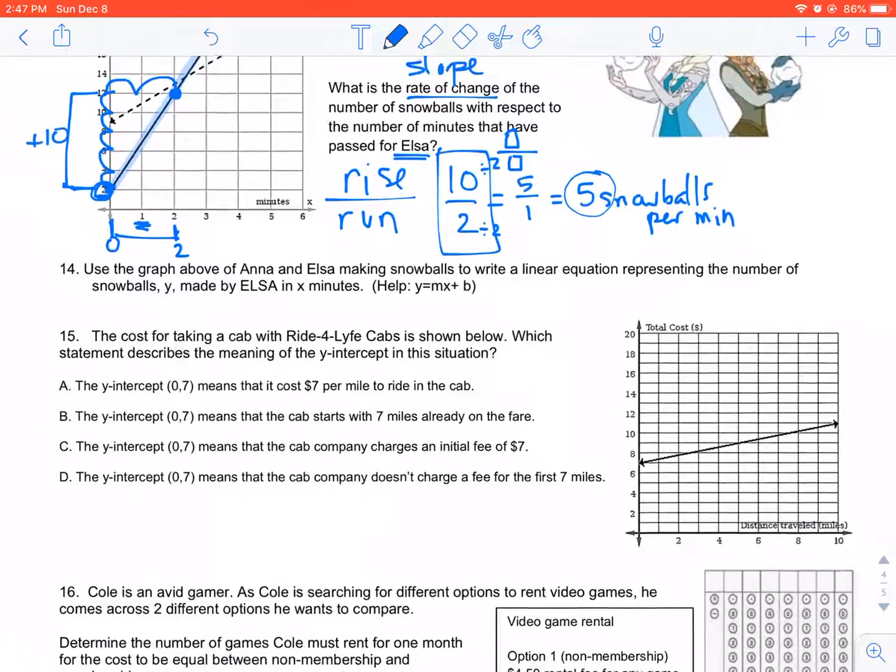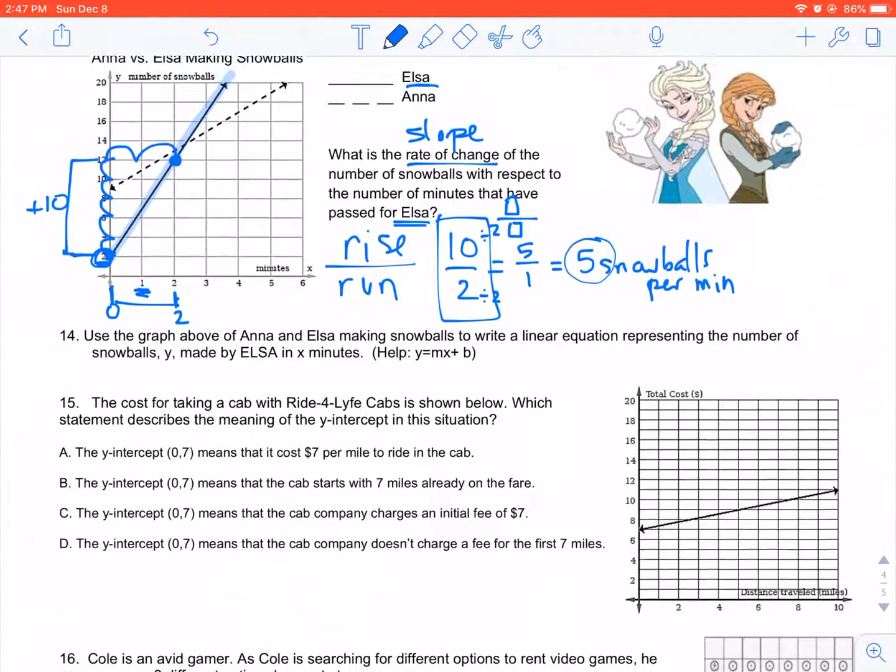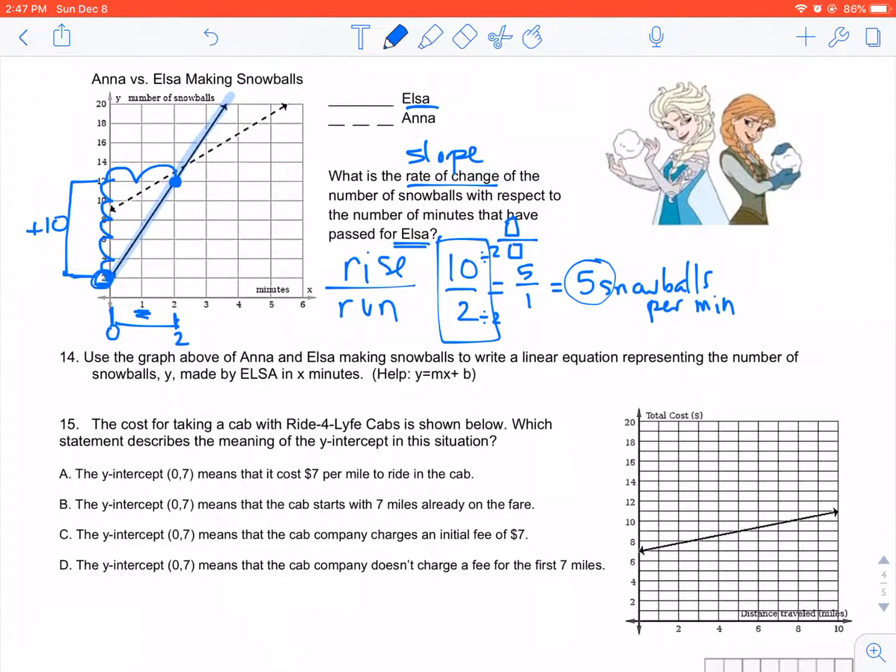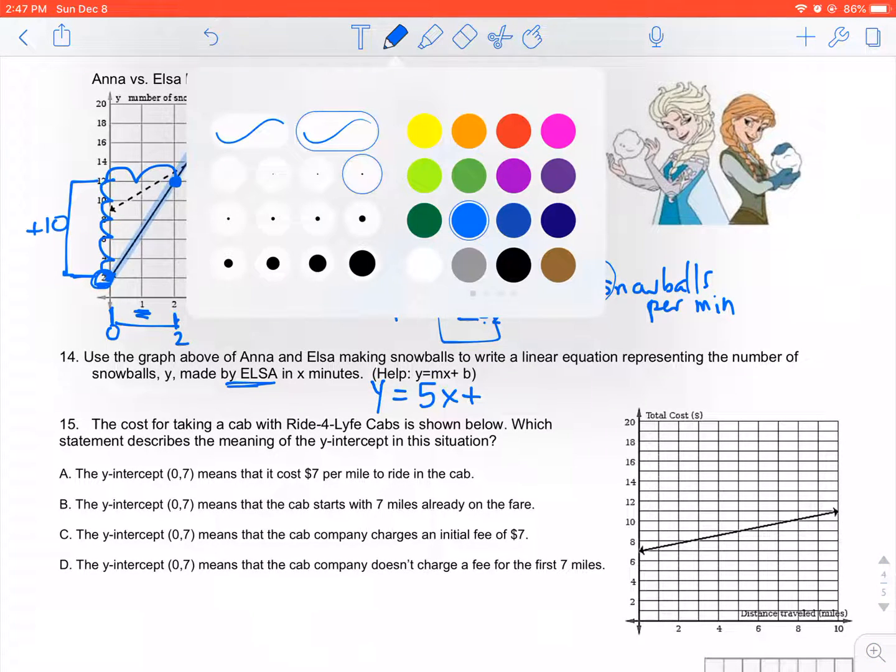Question number 14, use the graph above of Anna and Elsa making snowballs to write a linear equation representing the number of snowballs y made by Elsa in x minutes. We already found the slope, so we can actually already go ahead and get this started. Y equals 5x plus, and then we have this b number.